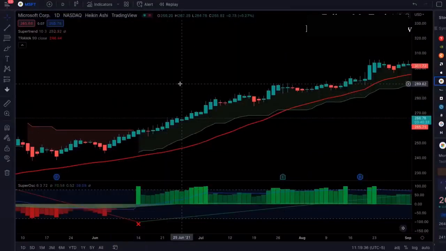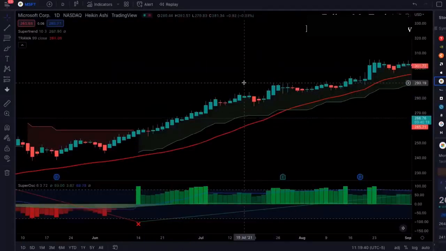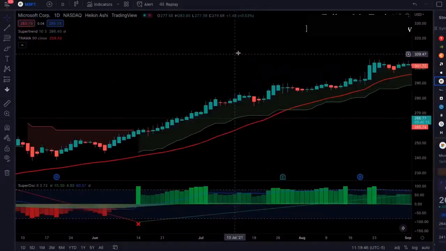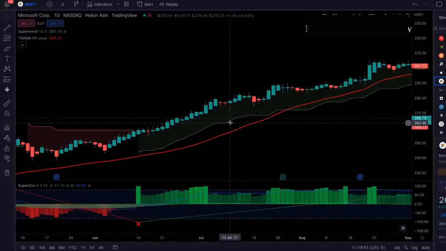Now we're all set with our indicators, and we're gonna go into the strategy. But before I get into where to get in and where to get out of this trade with the swing trading strategy, I have to show you guys this.